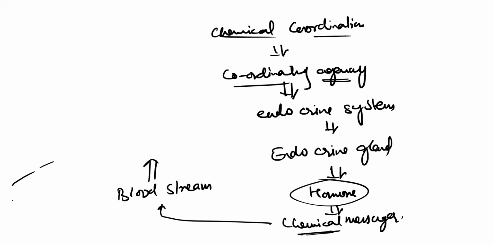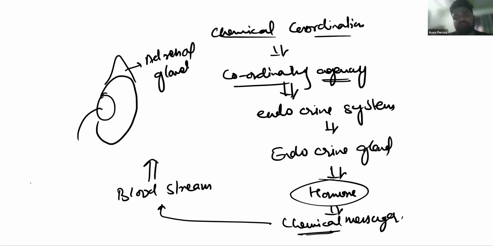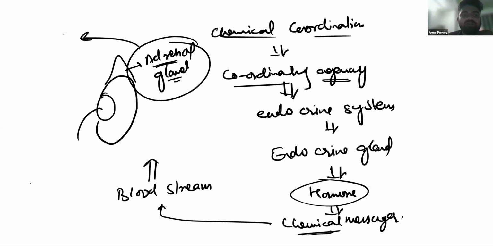For example, this blood is carrying a message. A hormone that is secreted by the adrenal gland is going to have some message, for instance to increase the heartbeat. The adrenal gland is present at the top of the kidney. So this hormone secreted by the adrenal gland has a message for the heart to increase the heartbeat.